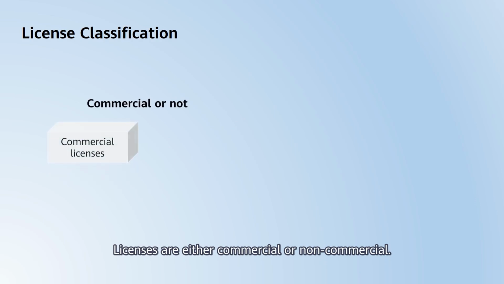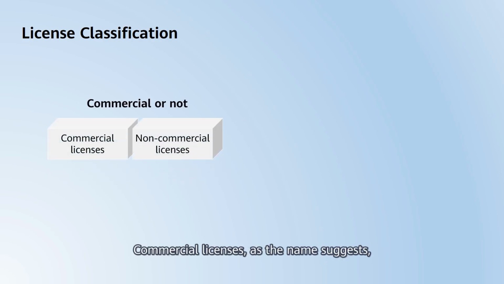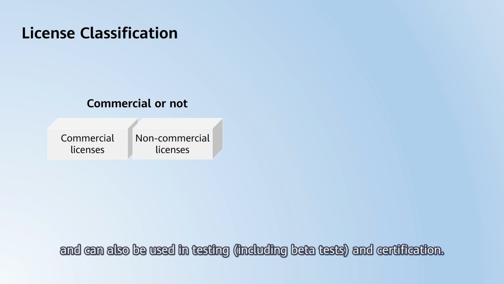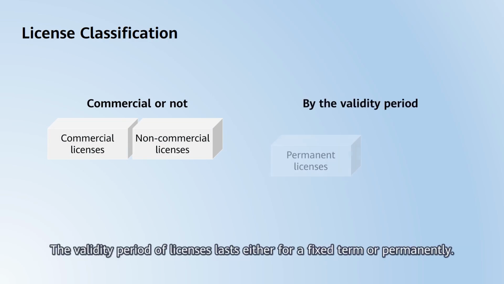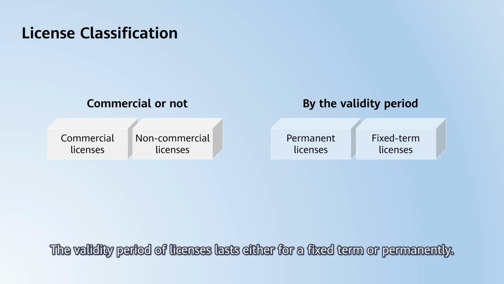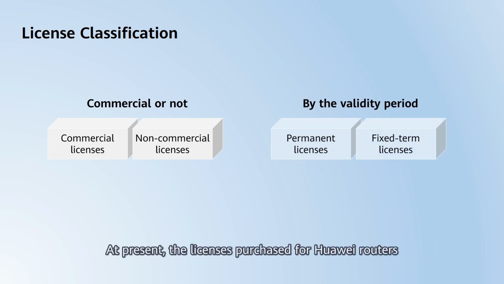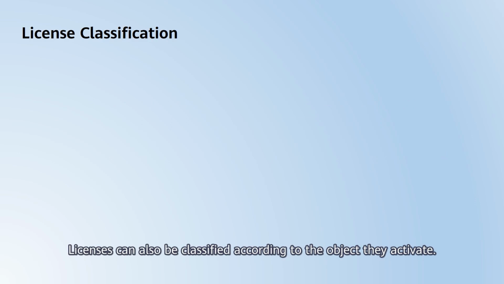Licenses are either commercial or non-commercial. Commercial licenses, as the name suggests, can be used in commercial projects and can also be used in testing, including beta tests and certification. The validity period of licenses lasts either for a fixed term or permanently. At present, the licenses purchased for Huawei routers and used for commercial projects are permanent licenses, also called permanent commercial licenses. Licenses can also be classified according to the object they activate.